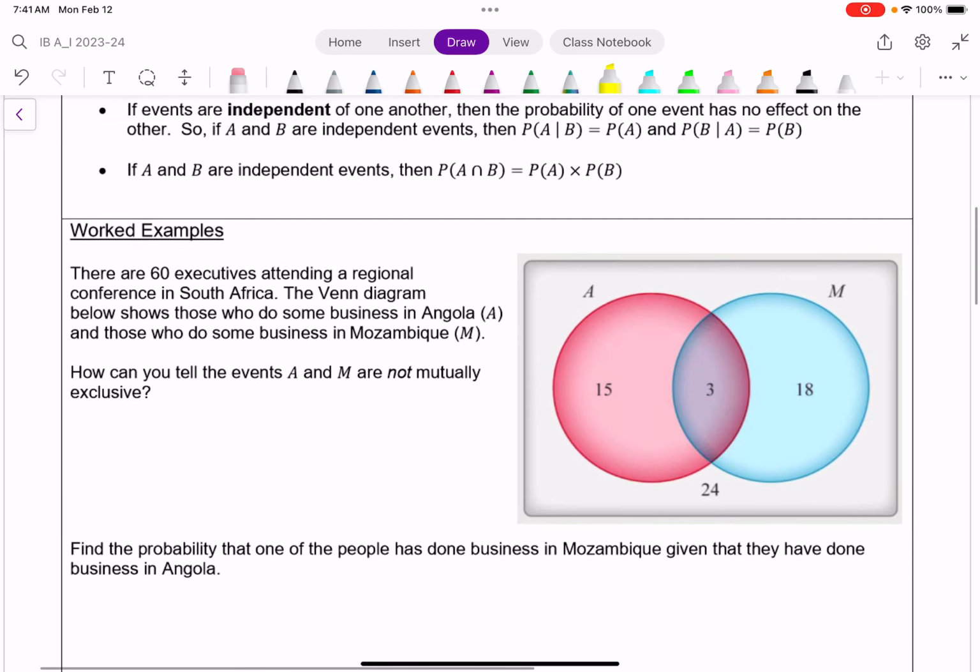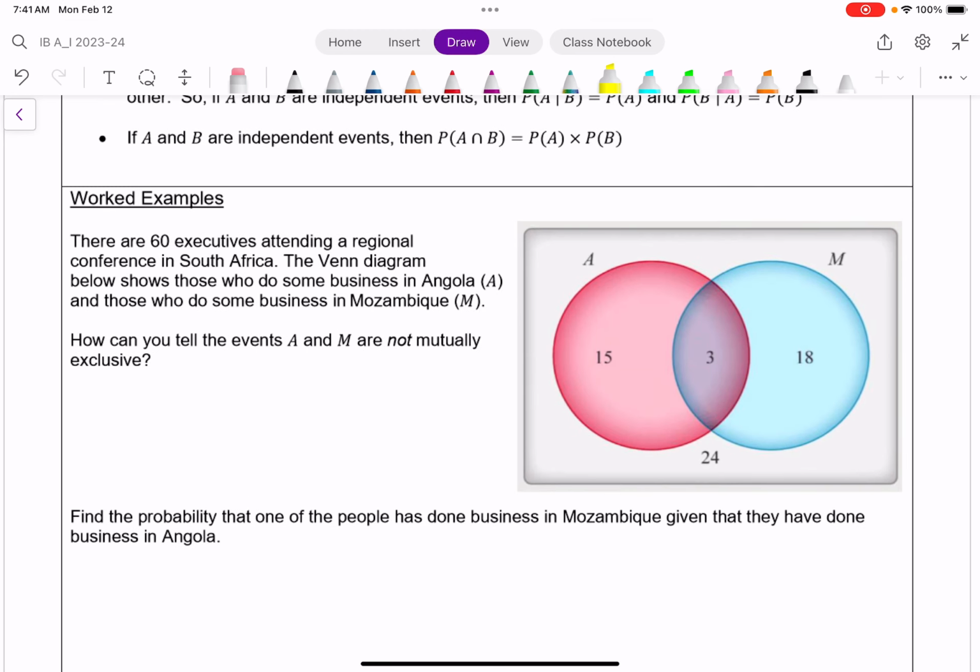And let's look at an example here. So first, we have a Venn diagram showing 60 executives attending a regional conference, and this shows the number of those who've done business in Angola and Mozambique, A and M representing those people who've done business in those countries. So first, how can you tell that A and M are not mutually exclusive?